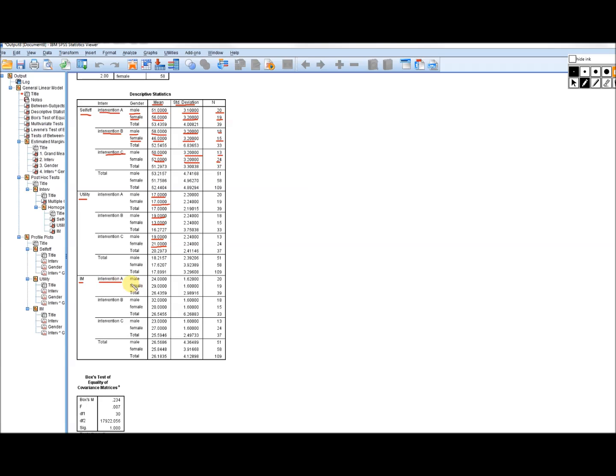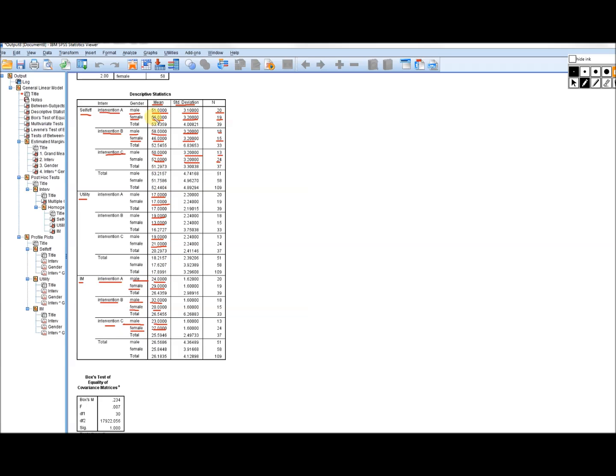So for intervention A, the males scored 24 on average. The females scored 29 on average. So they were higher on intrinsic motivation than the males. In intervention B, males scored higher on average than females for intrinsic motivation. And then for intervention C, males scored lower than females on intrinsic motivation.